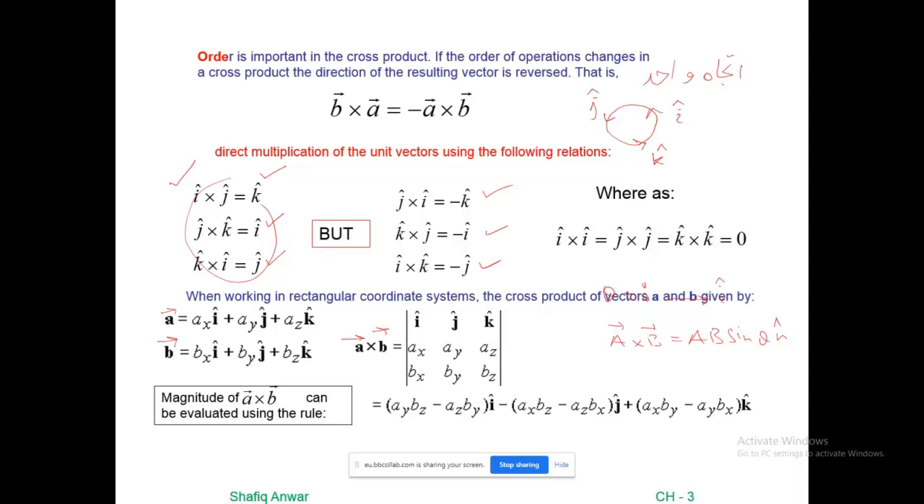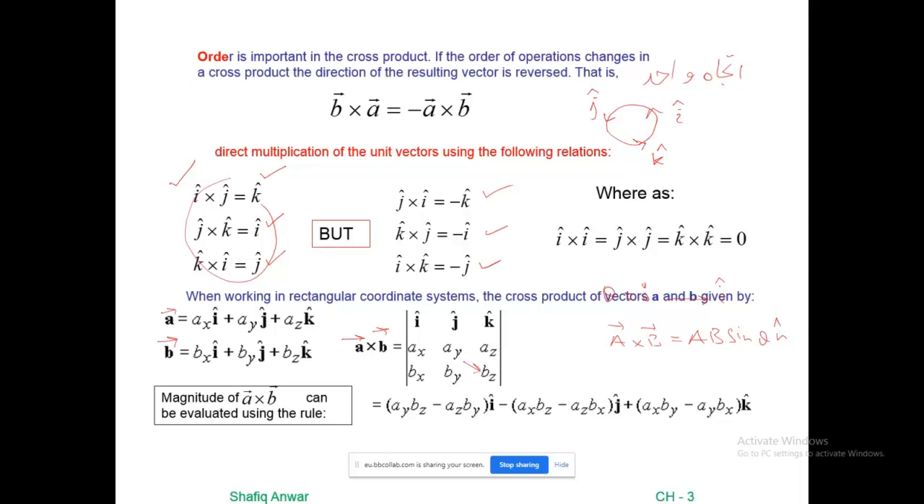Now i unit vector, j unit vector, k unit vector. Under the i, I write for a, ax, and under the i for b, I write bx. So this is ax, ay, az. Similarly for b, I write here. For the i unit vector, this one, I forget this column and this row. You're left with these four.